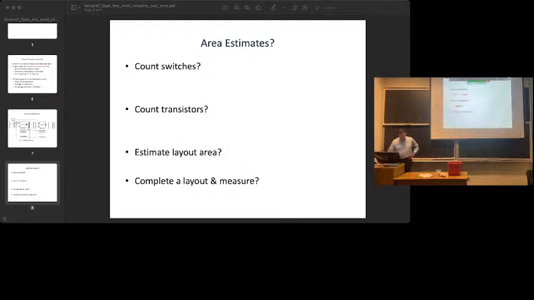So layout area is better still, because you try to estimate, I have some big transistors, I have some small transistors, rather than just saying they're all equal. Okay, so it's better still. Okay, this is still better.